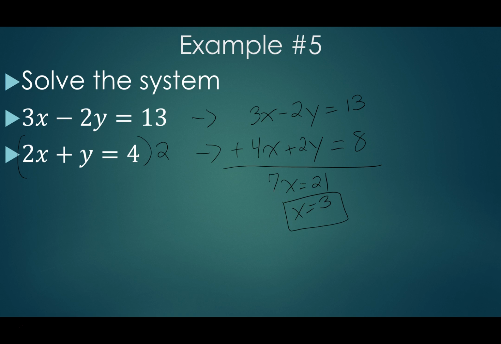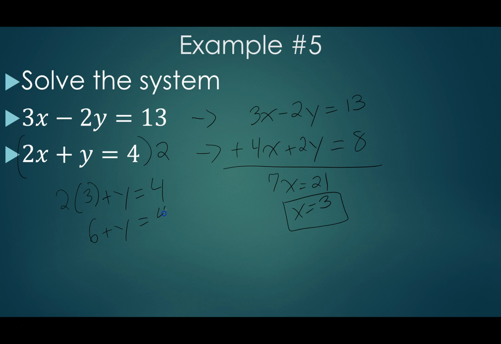As far as plugging back in, we can plug back into the altered equation or the original equations. Since this problem has a y with no coefficient in front, I would say it's probably best to plug into that original equation. 2 times 3 plus y equals 4. There's just simply one less step you have to worry about.